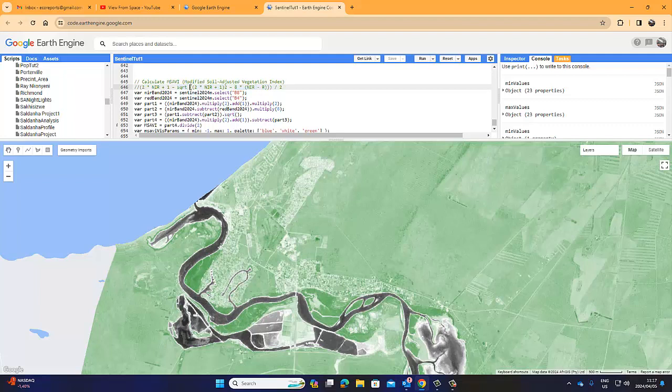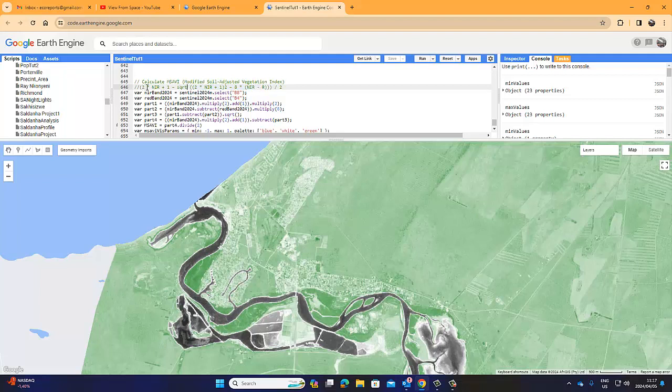Remember, the square root is a square root of all those things. If you look at the brackets, the square root is of this part here. So it's part 1 minus part 2. I get a value and then I square root it. Okay, and then I've got that value there.